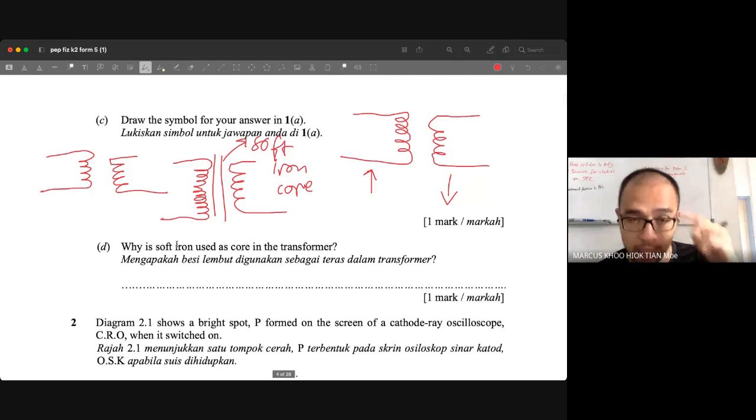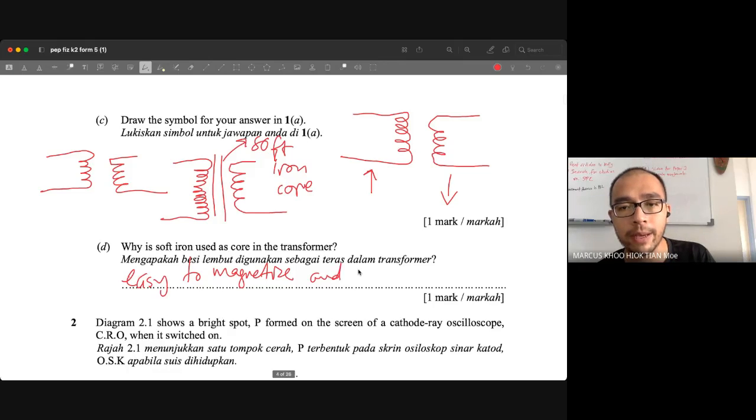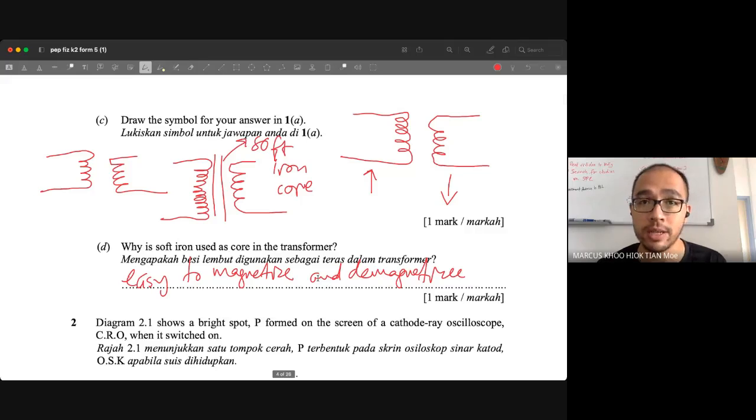Okay, why is soft iron used as a core in transformer? Most of you got this correct, very good. Easy to magnetize and demagnetize. Okay, now guys, this thing comes in a set. There are a few people who write easy to magnetize only, but you never write and demagnetize. Sorry, there's no such thing as half mark. It's either 1 mark or 0 mark. In physics, please remember this: easy to magnetize and demagnetize. It's the only answer that I will accept for soft iron.